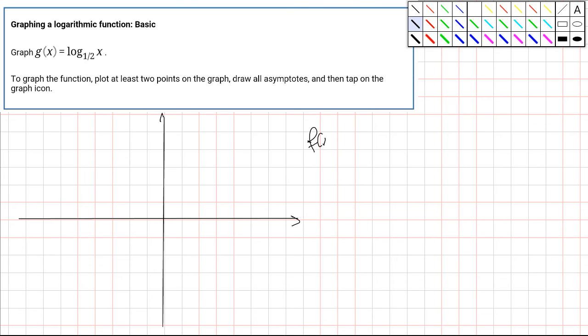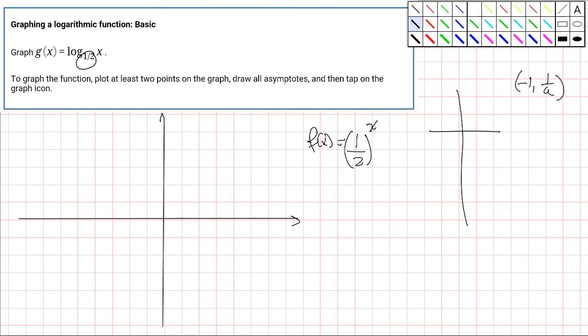function f of x, and the base of the logarithm here is 1/2, so we'll say that we have an exponential function that is 1/2 raised to the x. So to be able to graph a logarithmic function, some of the points that we have to be able to remember are that for -1, we're going to have 1 over a, where a is the base of the exponential function. 0 is always going to give us 1, and 1 is always going to give us a, whatever the base of the function is. So if we were to plot those points right here, so x and (1/2)^x.